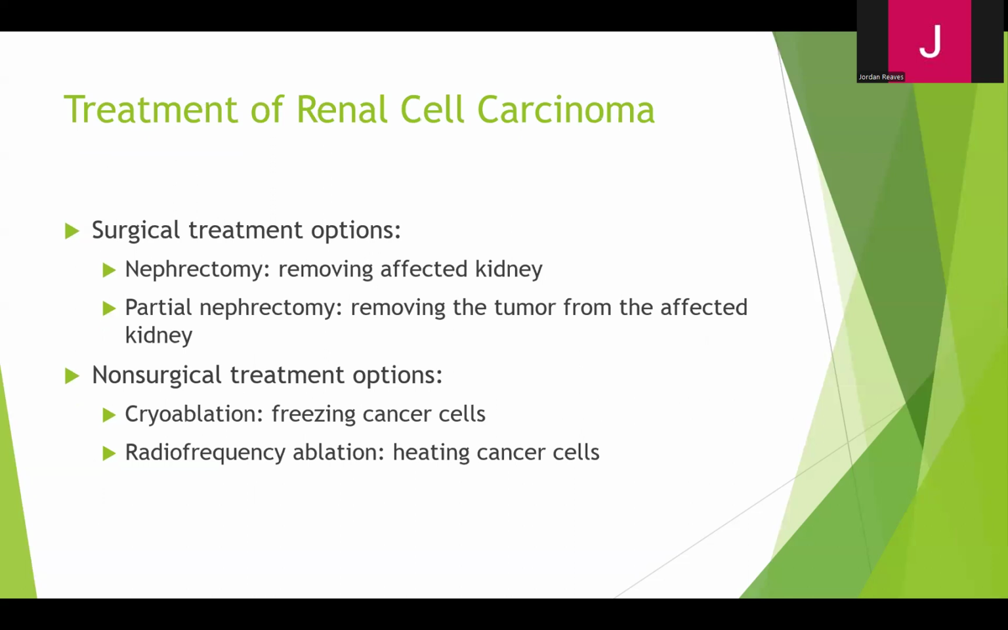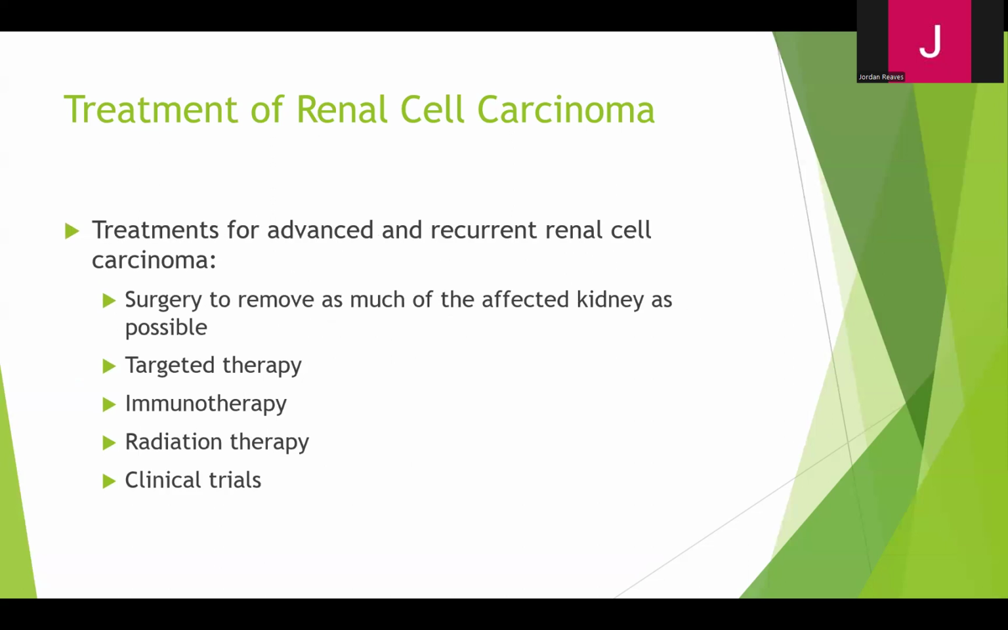So treatment of renal cell carcinoma, there's a surgical treatment option, non-surgical, and then for more advanced cases, there's other instances. So for surgical treatment options, we have a nephrectomy and partial nephrectomy. A full nephrectomy would be removing the kidney, and then a partial nephrectomy would just be removing the tumor from the affected kidney, so removing that tissue that has been invaded with the tumor. And the non-surgical treatments that are a little bit less invasive would be cryoablation, so freezing cancer cells, and then radiofrequency ablation, which would be heating cancer cells.